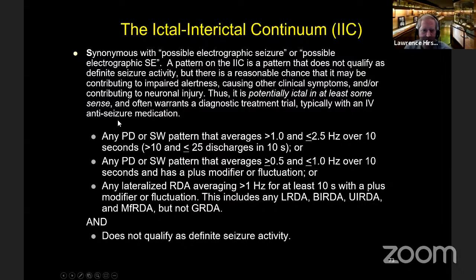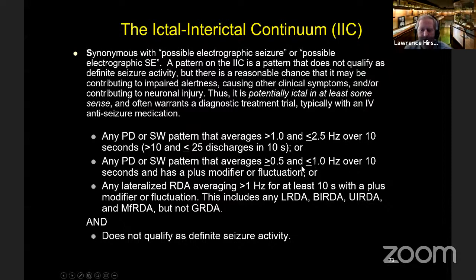So here's the definition, and you'll see there are upper and lower frequency cutoffs for this. There were questions about that earlier. So any periodic discharge or spike-wave pattern that is greater than 1 and less than or equal to 2.5 Hz. It can't be higher than that, or it's already a definite seizure. So greater than 1, less than or equal to 2.5, lasting at least 10 seconds.